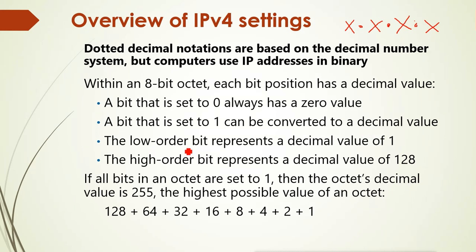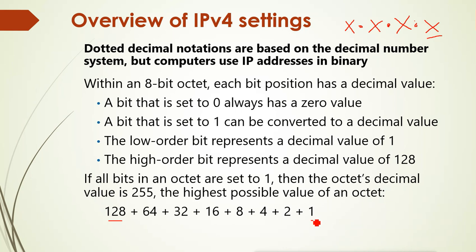The low order bit represents the decimal value of 1 and the high order bit represents the decimal value of 128. That means this is the low order bit and this is the high order bit. These are all the 8 bits we have for one part of the IP address. Each of the 4 parts of the IP address has 8 bits, and this is the decimal value of those 8 bits. If all bits in an octet are set to 1, then the octet decimal value is 255, the highest possible value of an octet. That means when you enable all these bits, this is the decimal value.